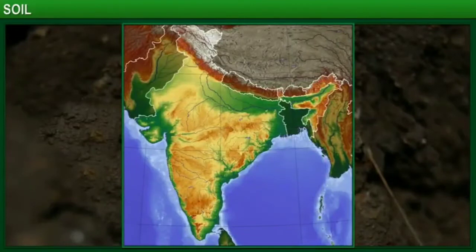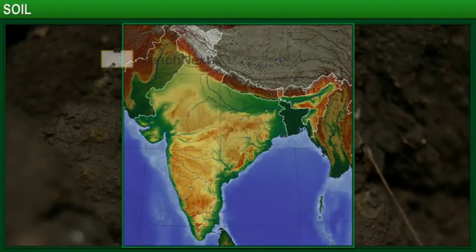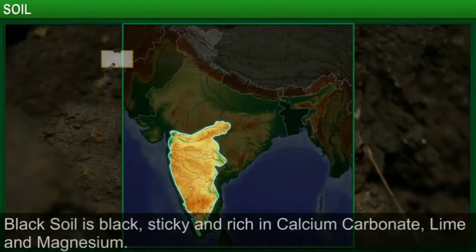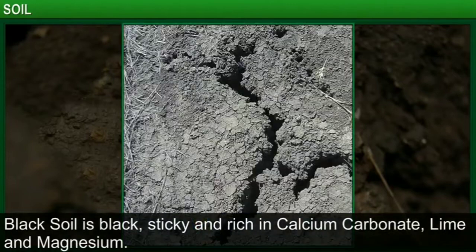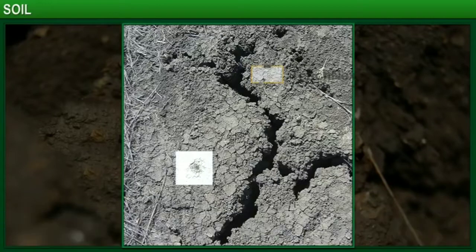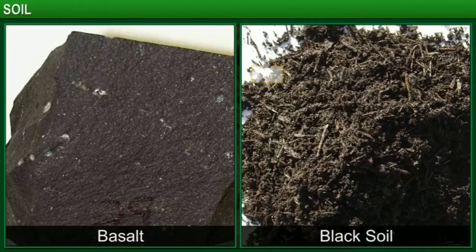For example, the black soil that we find in the Deccan region in South India is black in color, sticky, and rich in calcium carbonate, lime, and magnesium. It is known for its water-holding capacity. All these properties can be attributed to basalt, the parent rock from which this type of soil is formed.